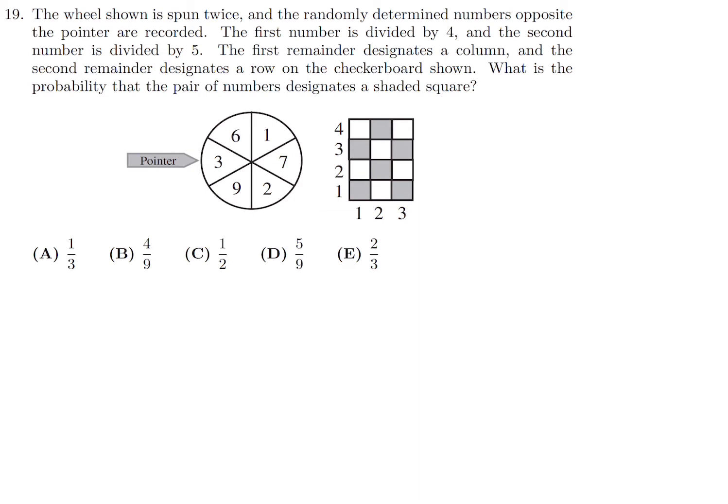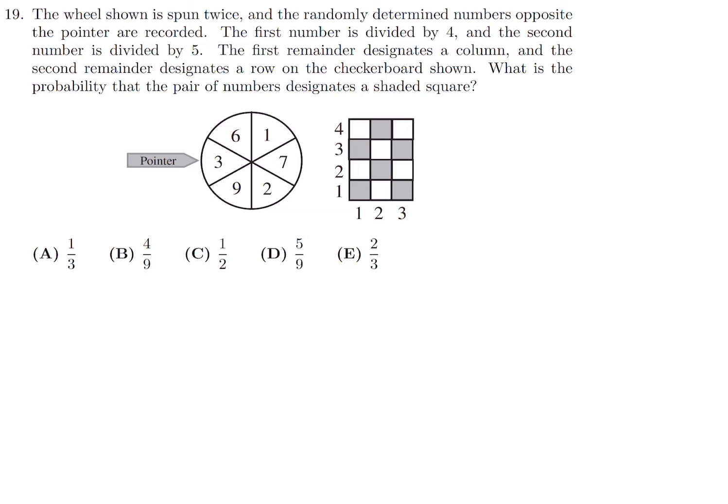The wheel shown is spun twice, and the randomly determined numbers opposite the pointer are recorded. The first number is divided by 4, and the second number is divided by 5. The first remainder designates a column, and the second remainder designates a row on the checkered board shown. What is the probability that the pair of numbers designates a shaded square?